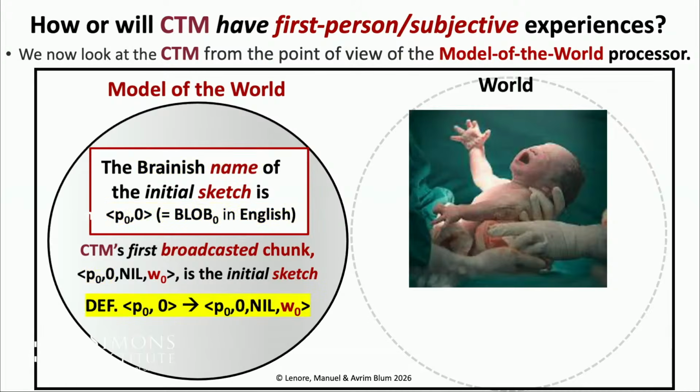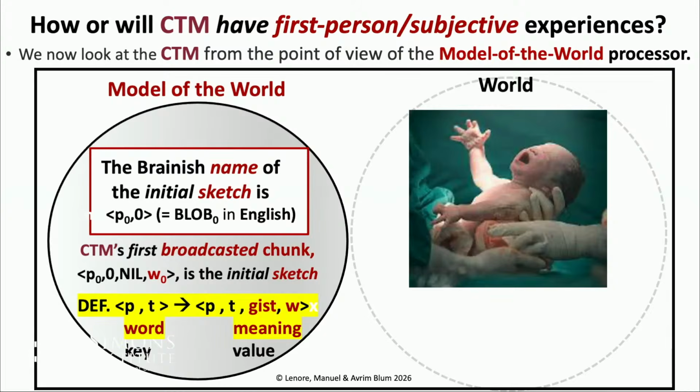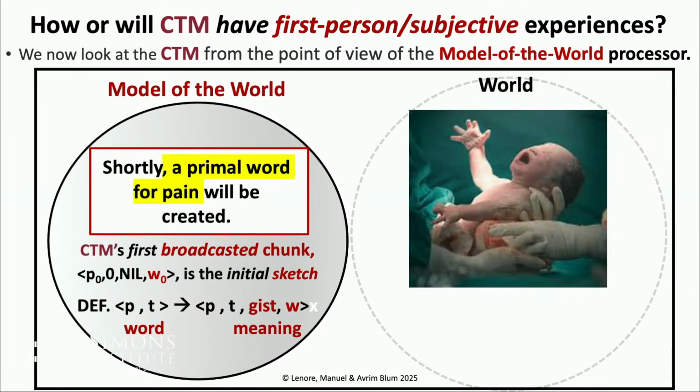So P00 is a pointer. If any processor ever sees that word, P00, it can look it up and know that it was connected to the very first broadcasted chunk. That's its meaning. That's the first thing it ever knew. Brainish words, as I mentioned earlier, are such pointers. So we have a word going to what the chunk would be, the meaning. There's something similar, I guess, in these large language models, key going to value. There's a similarity here, but I don't want to stress that too much. And now shortly a primal word for pain will be created, and let's see how that happens.